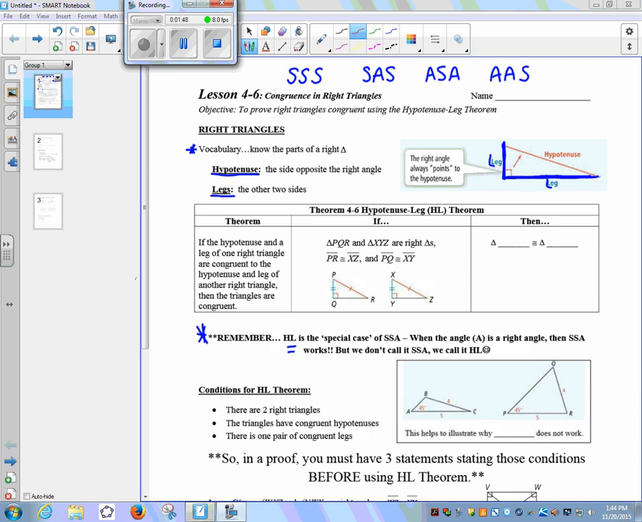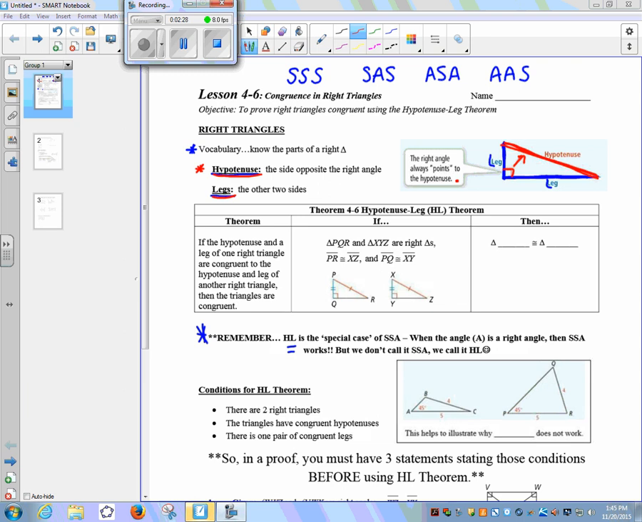The other side is called the hypotenuse. So the right angle is always pointing at the hypotenuse. Another way to say it is that it is the side across from the right angle, opposite from the right angle. So the two legs form the right angle, and the hypotenuse is the one side that does not touch the right angle at all. Those are special words that we only use with right triangles, especially hypotenuse.